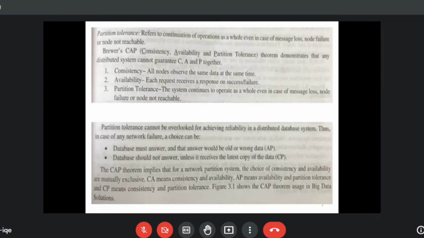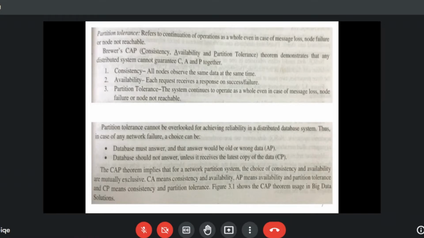Partition tolerance refers to continuation of operations as a whole, even in case of message loss, node failure, or node not reachable. Brewer's CAP theorem (consistency, availability, and partition tolerance) demonstrates that any distributed system cannot guarantee C, A, and P together. All these three properties cannot be satisfied collectively.